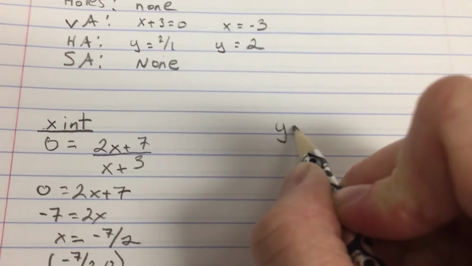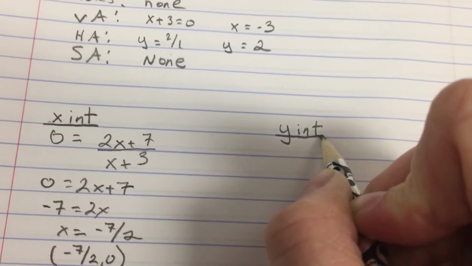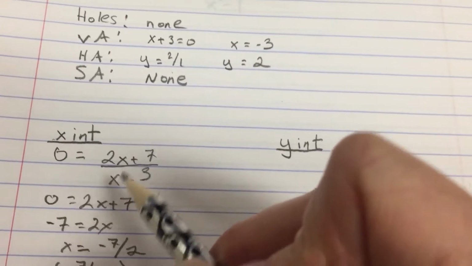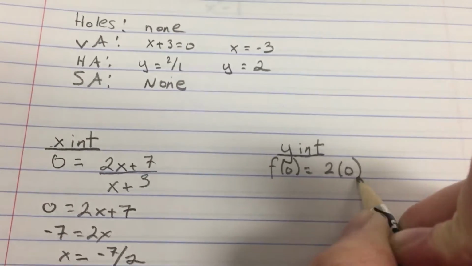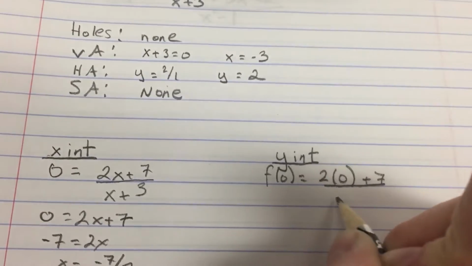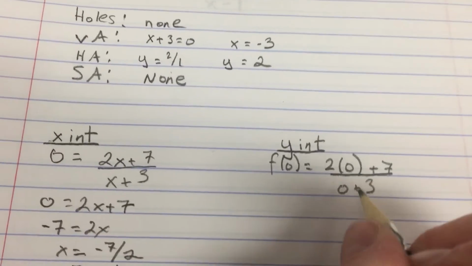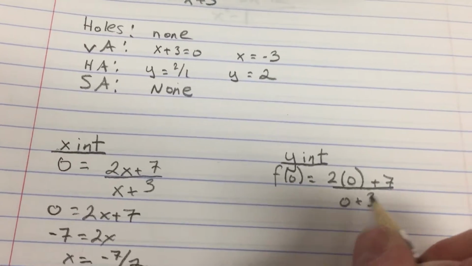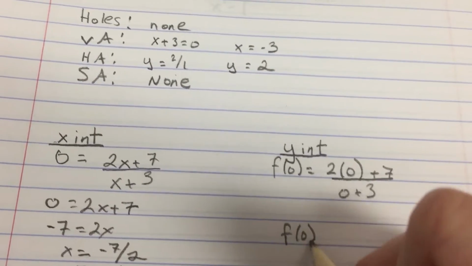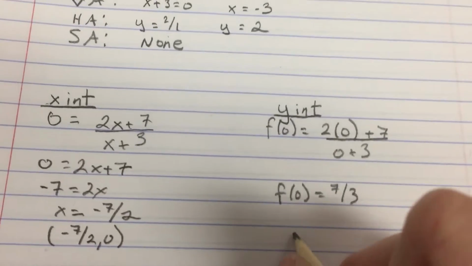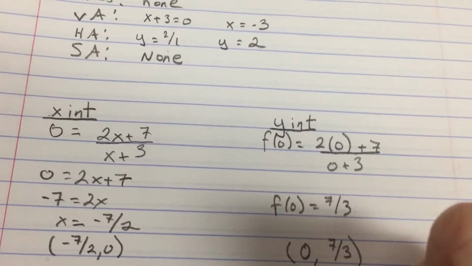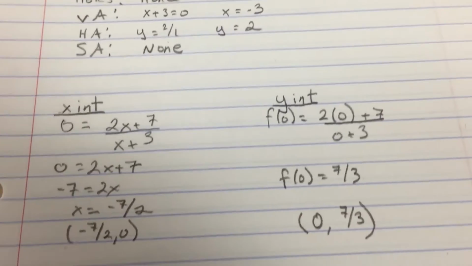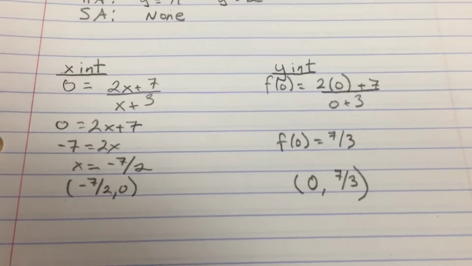Once I find my x-intercept, then I'm going to find my y-intercept. So remember, my y-intercept is where it crosses the y-axis, which means everywhere I see an x, I'm going to replace that with a 0. So f of 0 is equal to 2 times 0 plus 7, all over 0 plus 3. Let's go ahead and simplify. 0 plus 7 is 7. 0 plus 3 is 3. So f of 0 is equal to 7/3. Again, write this as a coordinate, 0, 7/3.